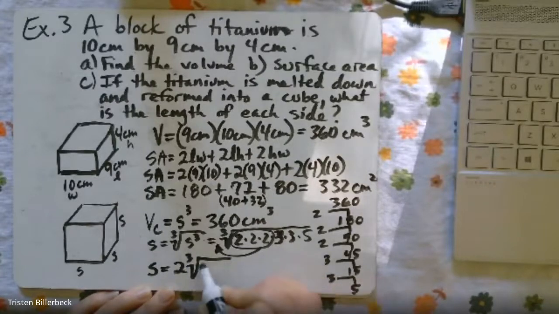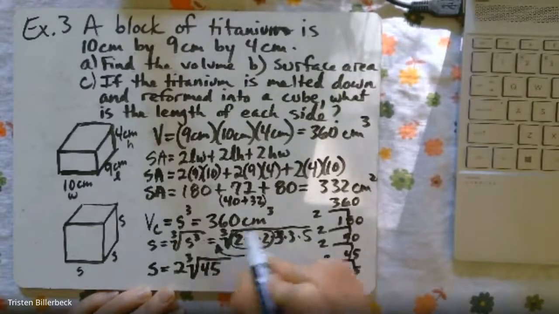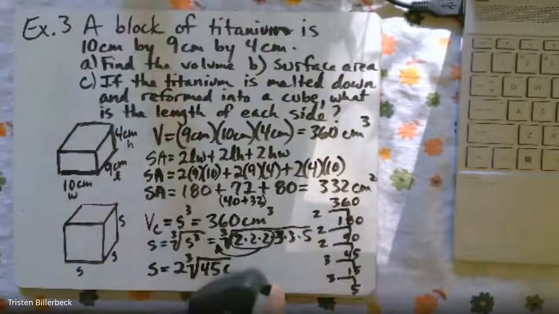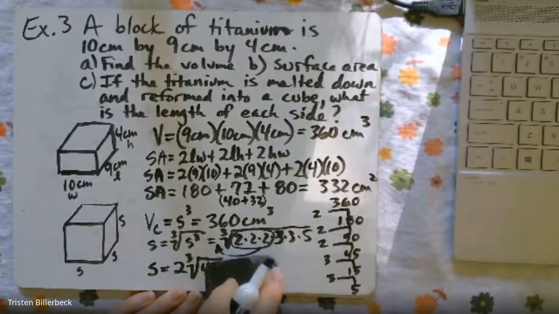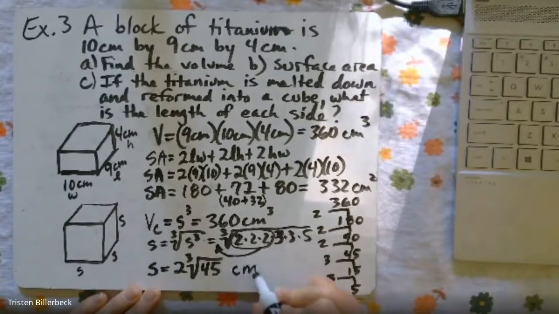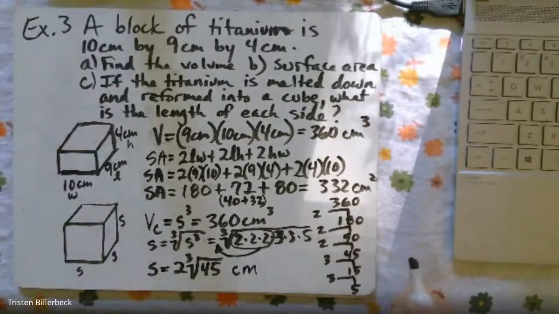So that's 45. And then there was centimeters cubed in that. Oops, I don't want to put that in this cube root. And then this is all going to be centimeters. So that's how we'd find the side.